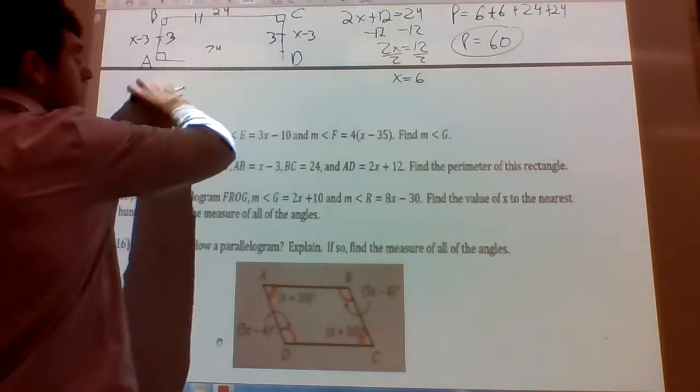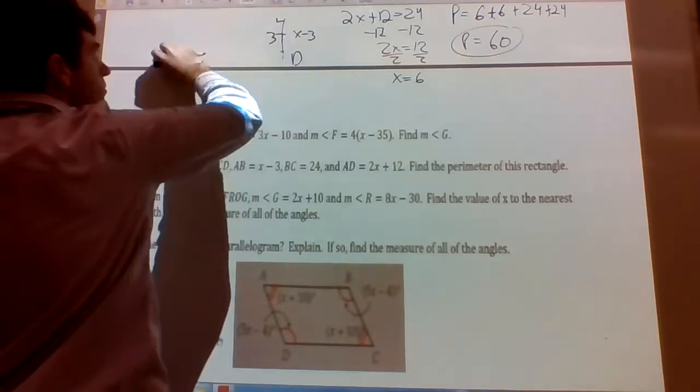15, we're given a parallelogram, FROG, so F-R-O-G.